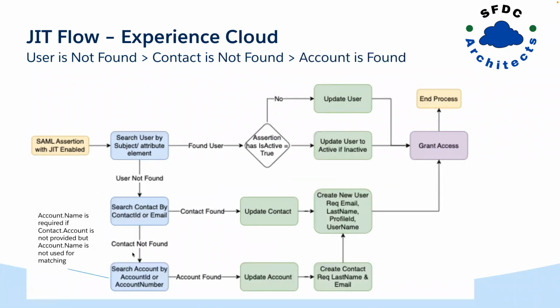The last flow, where we're just adding another layer, is the contact is not found, and we're going to search the account by either the account ID or the account number. Here again, the assertion is going to provide the account name, but the account name is not used. It's only using the ID and the number. When the account is found, it's updating the account, then it's creating the contact, and you need to make sure you provided the last name or email, otherwise this is going to fail. After the contact gets created, it creates the new user, and after the user is created, then it grants access. So each one of these is showing you what happens if it doesn't find each one of the records.